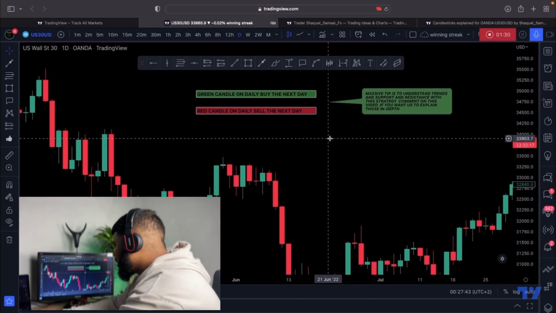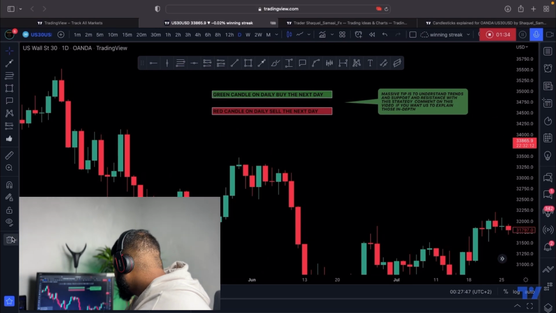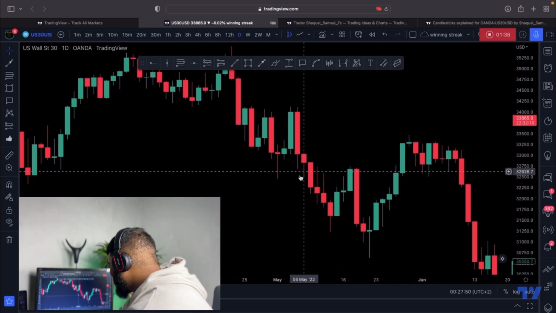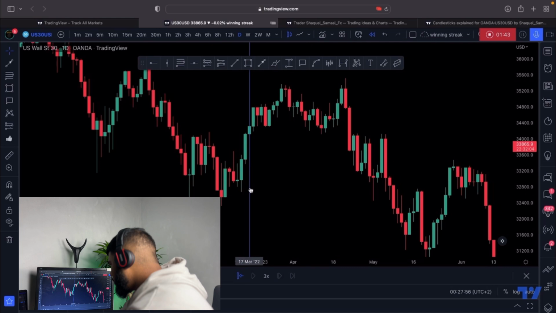So let's go over this. What I'm saying is that I'll delete this and then you can screenshot it. 1, 2, 3, done. Let's move on. So what I said is that you need to start on the daily time frame, okay? And a key point is to actually have found, let's just do right over here.